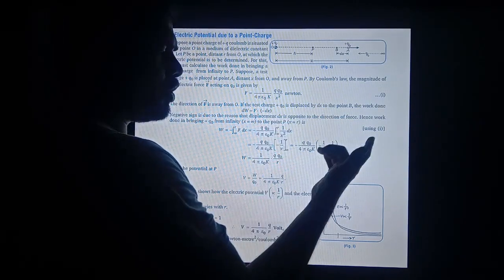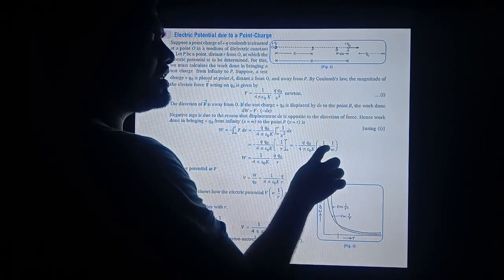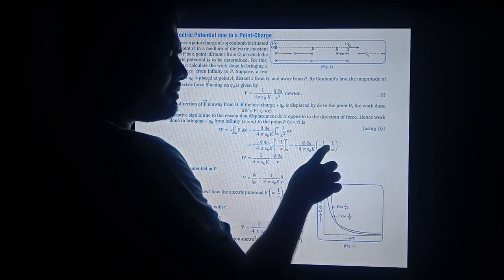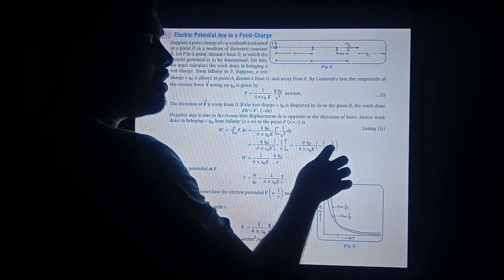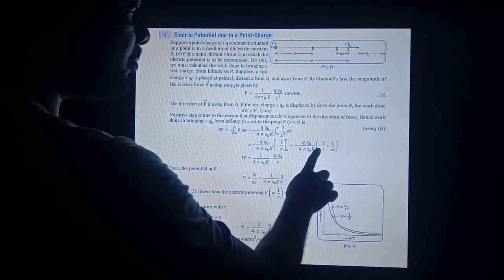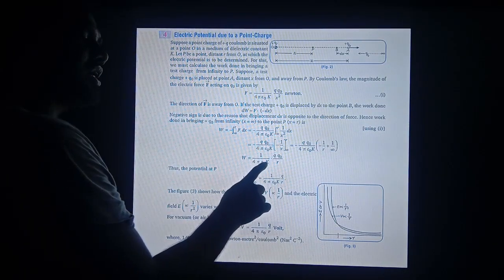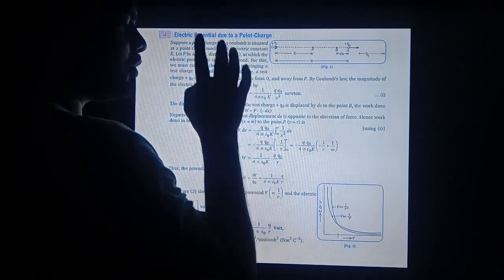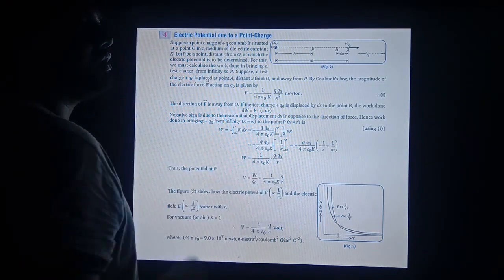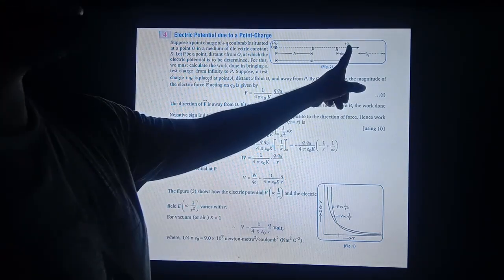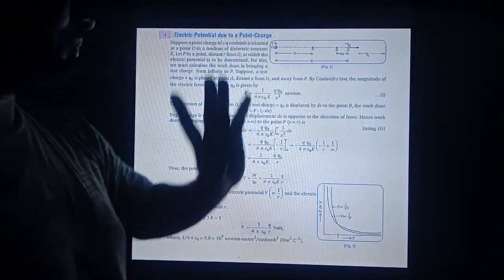According to the formula, between these two terms there would be a minus sign. Minus and minus will become plus 1 upon infinity. 1 upon infinity is 0. So minus and minus will become plus. So W is equal to 1 upon 4 pi epsilon naught K, Q Q0 upon r. This is the work done in bringing a unit positive test charge from infinity to point P.